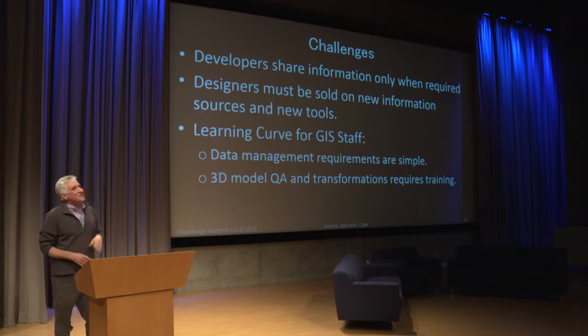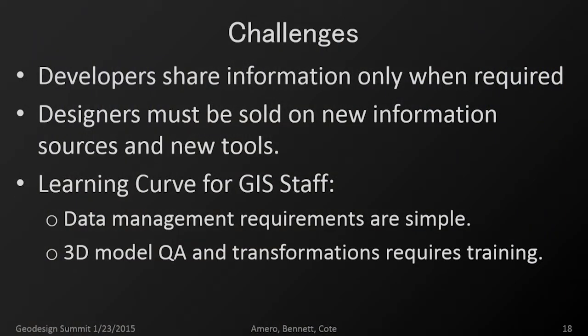So through this process, we've come up with several challenges, okay? The technology is the easy part. The policy, of course, is difficult. The reason why this isn't necessarily going to be successful is that developers don't share information until they're forced to share it. They won't share models unless somebody says, this is a requirement for a design proposal that you share your models, and GIS people aren't in the driver's seat when it comes to that.